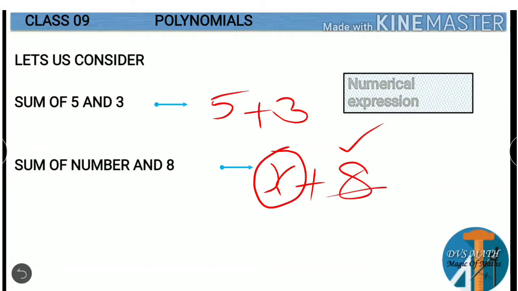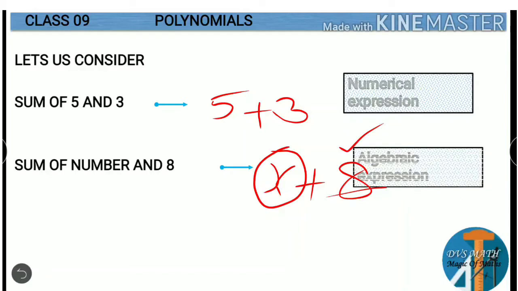So here x is called a variable. That means its value is changeable. It is not fixed. Clear? These types of expressions we call algebraic expressions. I think you all learnt this algebraic expression in your lower classes.